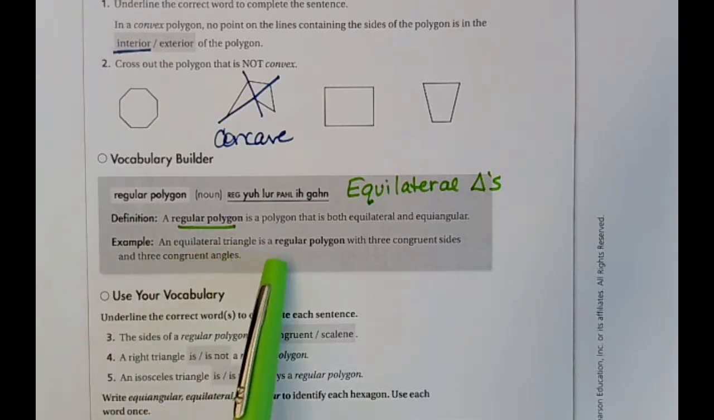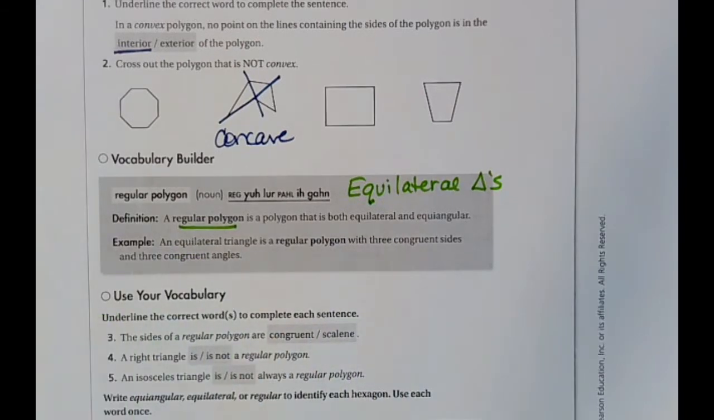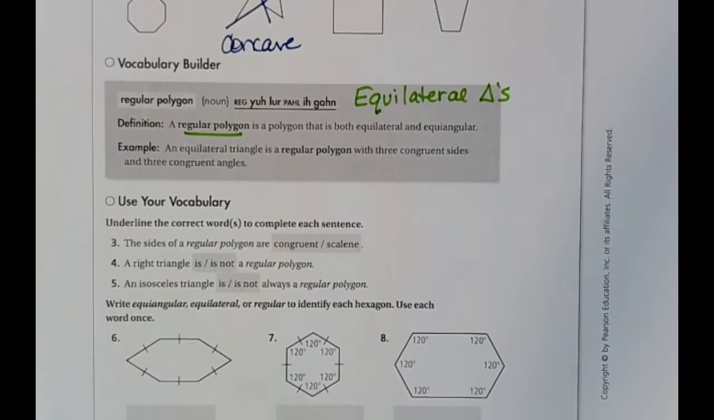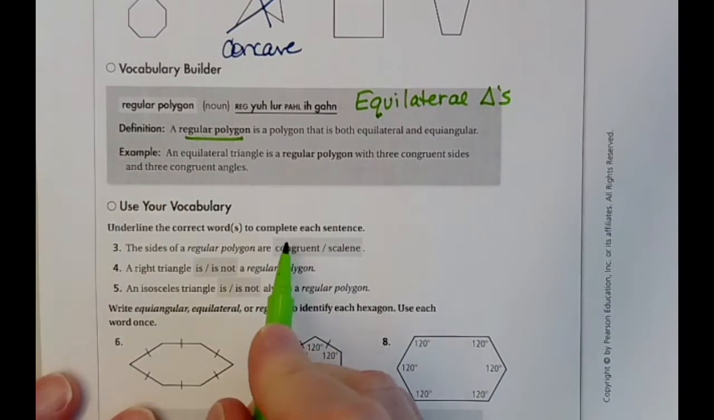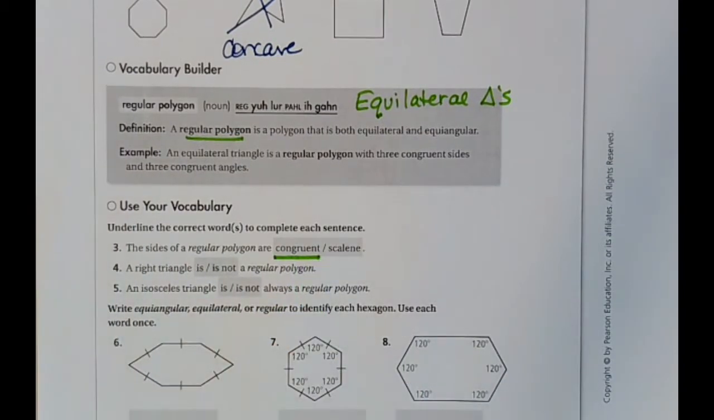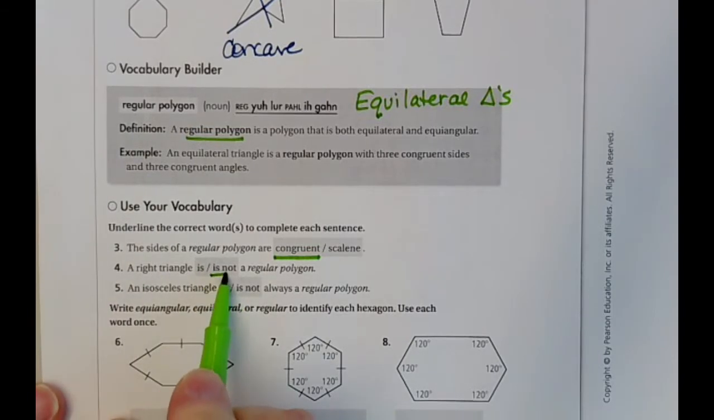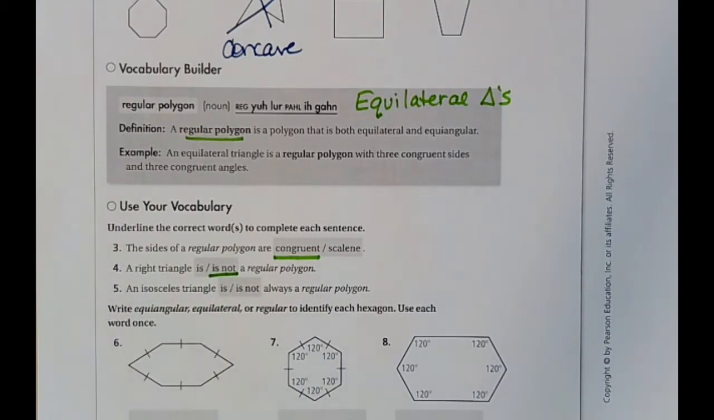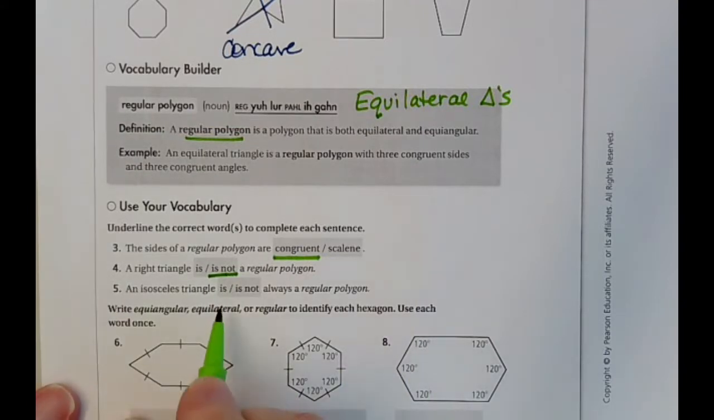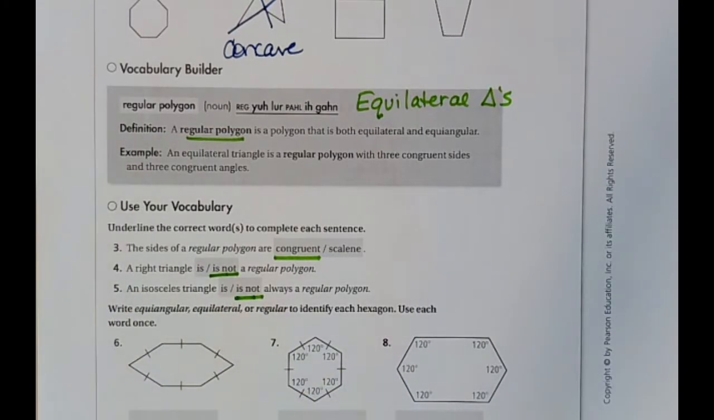So an equilateral triangle is a regular polygon with three congruent sides and three congruent angles. The sides of a regular polygon are congruent. A right triangle is not a regular polygon because it has a 90-degree angle, which means the other two angles add up to 90. They are complementary, so you can't have all three angles the same. And an isosceles triangle is not always a regular polygon, but remember, isosceles can be equilateral. So sometimes a triangle that we think is isosceles is actually equilateral.